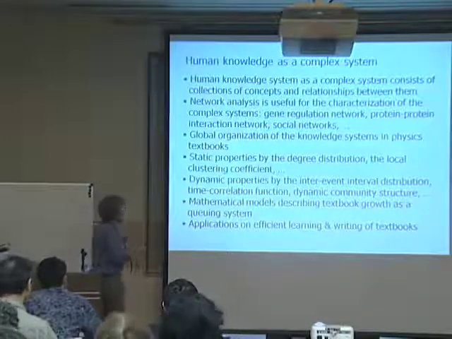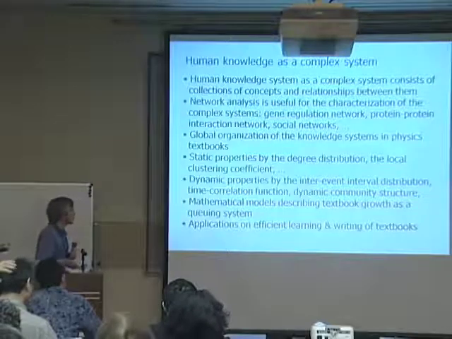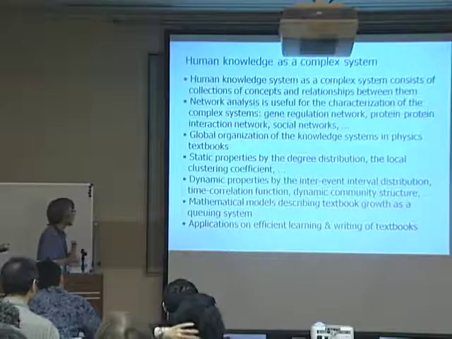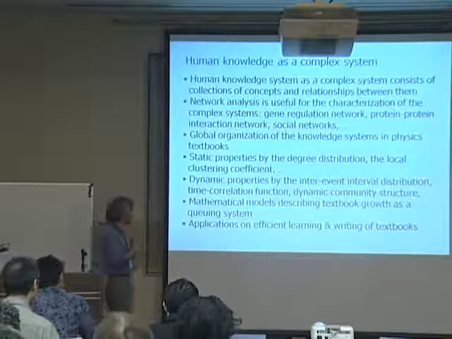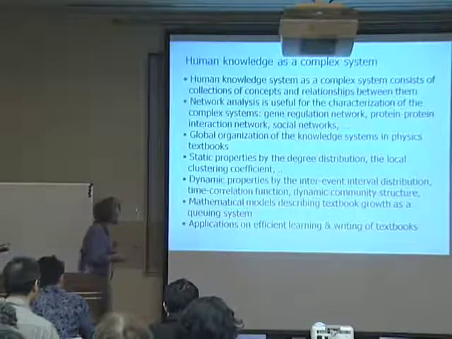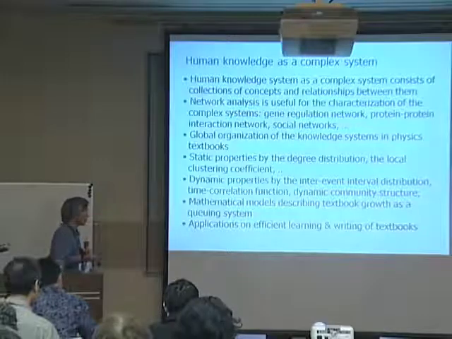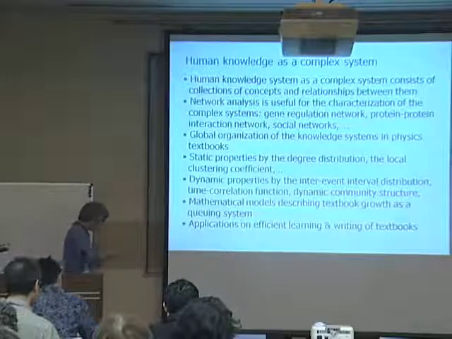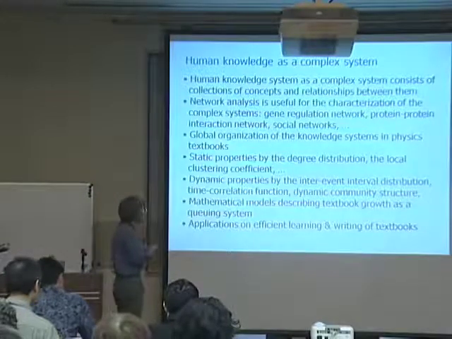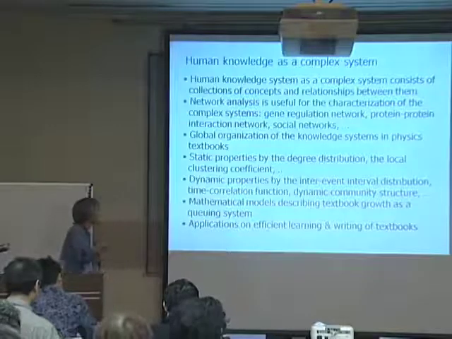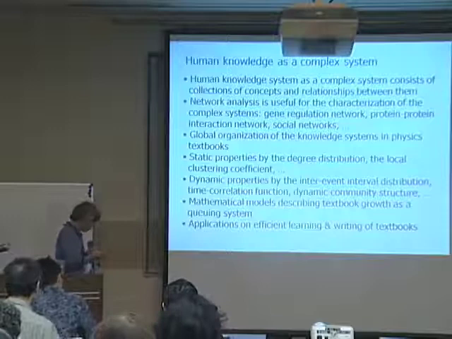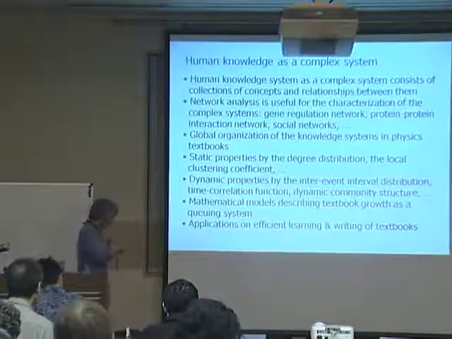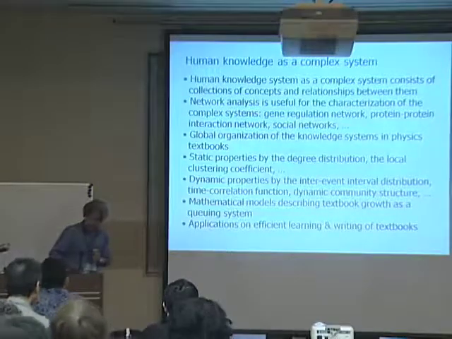I will describe the static properties by the degree distribution and clustering coefficient, and the dynamic properties will be described by the interevent distribution or time correlation function and the dynamic correlation function. Finally, I will present mathematical models describing the properties of the large network system. Then I will briefly comment on possible applications.